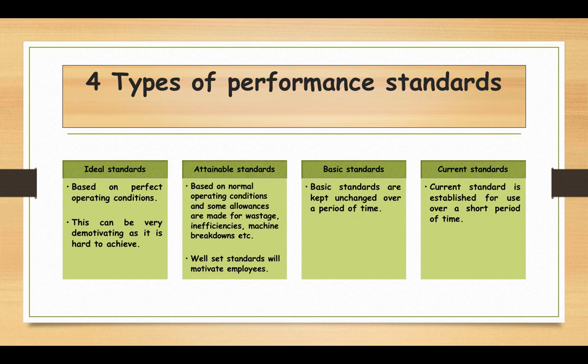The next one is basic standards. Basic standards are kept unchanged over a period of time. It is used as the basis for preparing more up-to-date standards for control purposes. And the fourth type of standard is current standard. This is established for use over a short period of time related to current conditions. So out of the four types of performance standards, attainable standards are the best one.